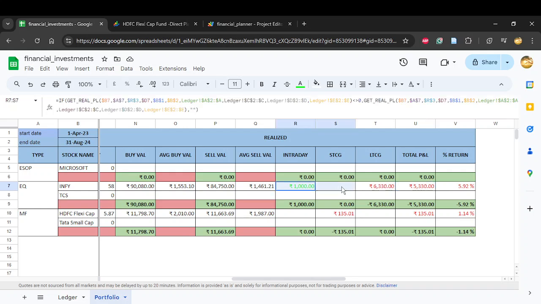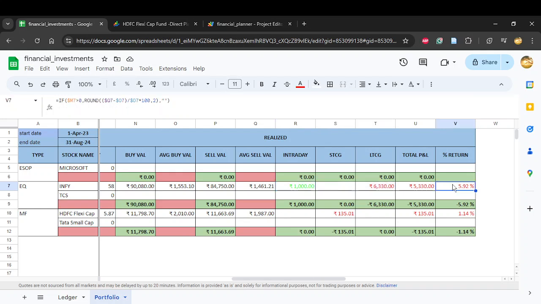This is the summation of all these three profits: intraday, STCG, and LTCG. And what is the percentage return that I have here? The percentage return is again calculated based on the total or the average buy value and the average sell value for the share.